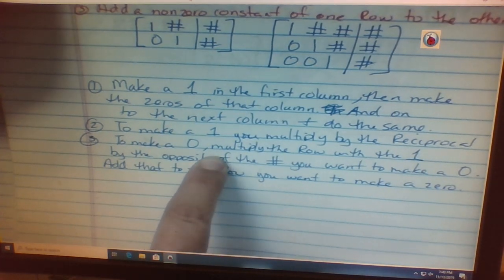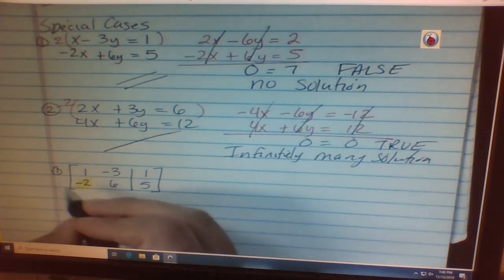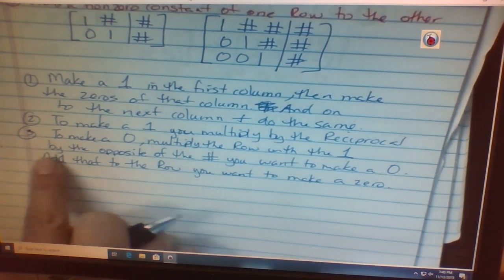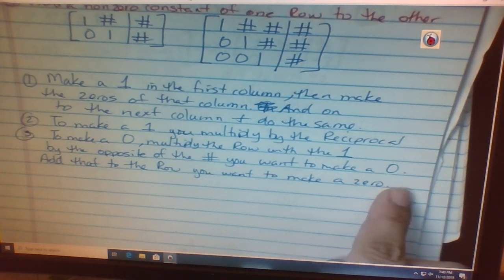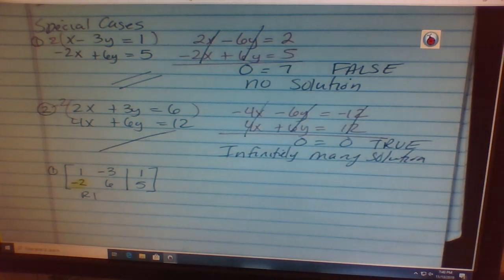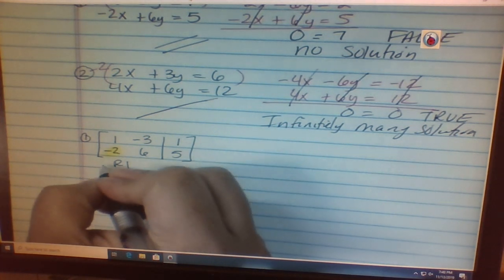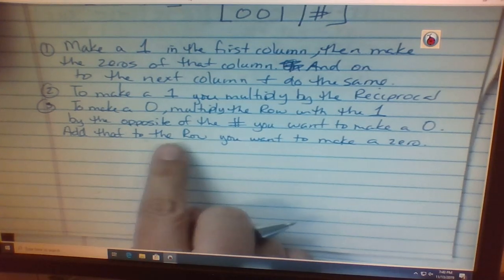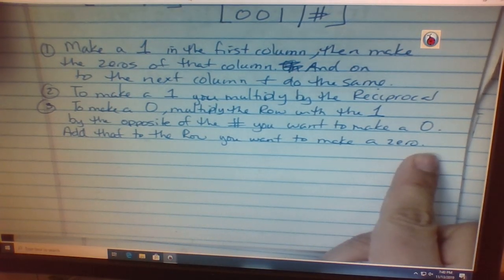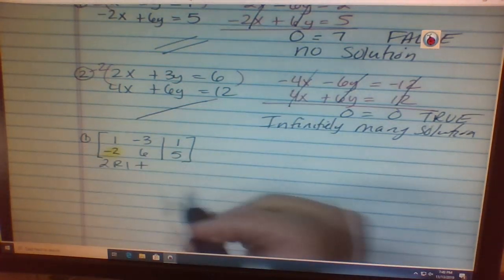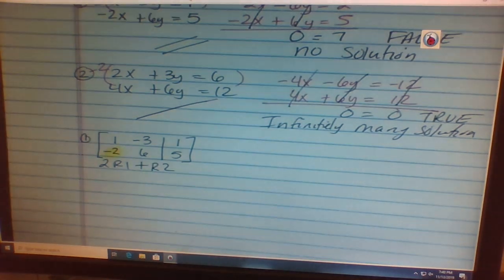And it says here, to make a 0, you multiply the row with the 1. So which row has a 1? The top. So row 1, right? You multiply it by the opposite of the number you want to make a 0. Which number do I want to make a 0? Row 2. The -2. So the opposite of a -2 is? 2. +2. And then it says, and you add the row you want to make a 0. Which row do I want to make a 0? Row 2.